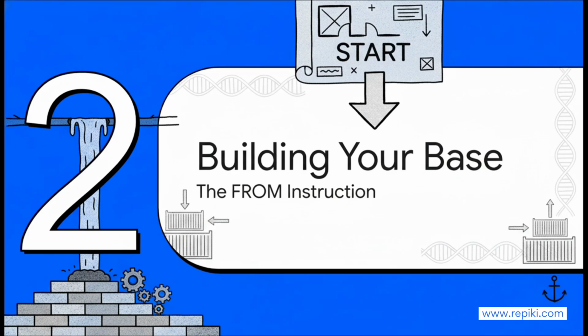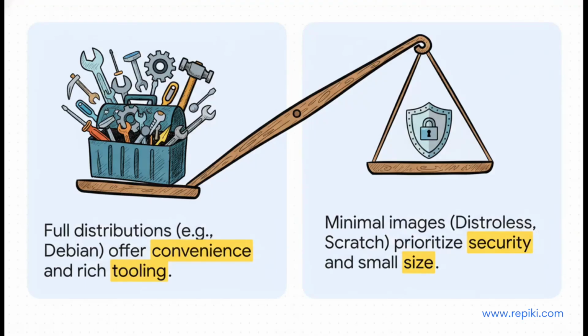This single line right at the top of your file is probably the most important architectural choice you're going to make. It's like the genetic makeup of your entire container, and it sets the stage for everything that comes after. So, when you choose a base image, you're making a fundamental trade-off. On one end of the spectrum, you've got full distributions like Debian. They're huge, they're jam-packed with tools, and that's great for convenience. But on the other end, you have these hyper-minimal images like Distroless and Scratch, which are all about security and having the tiniest footprint possible.